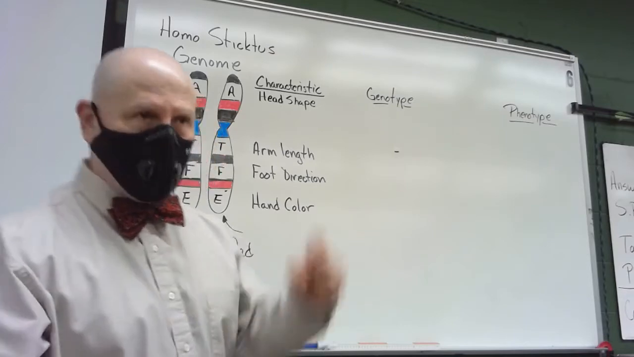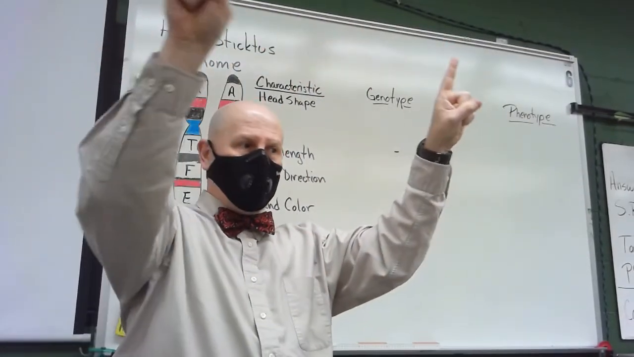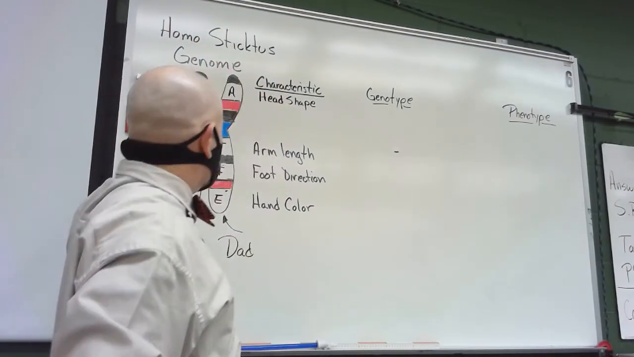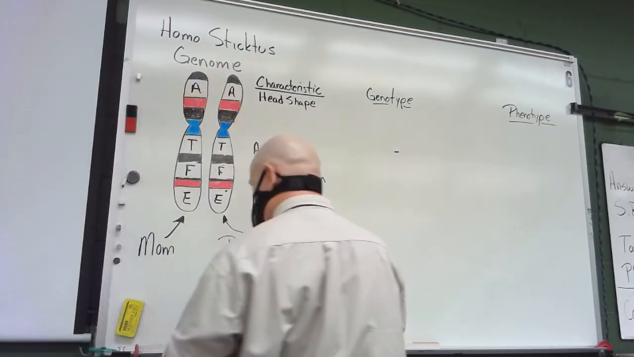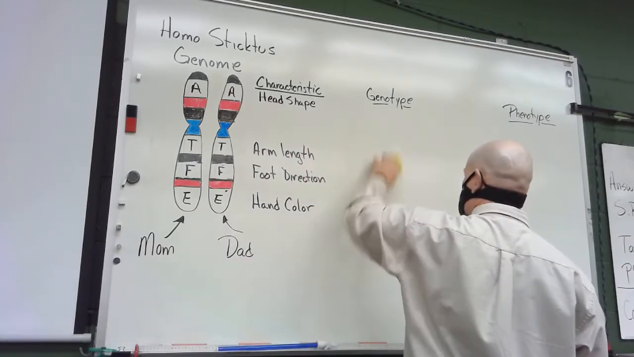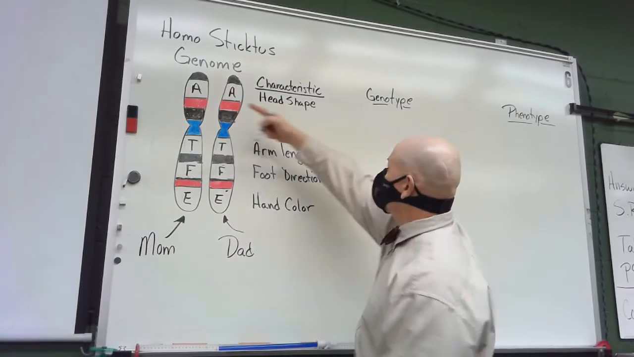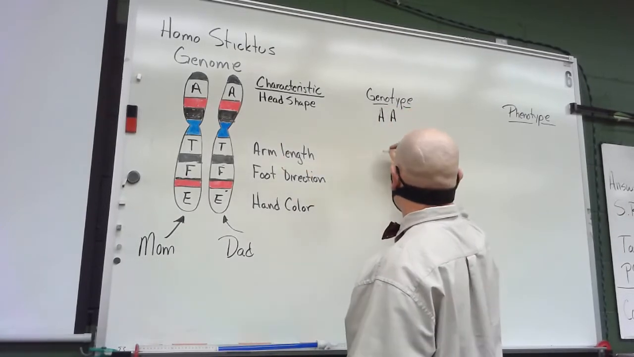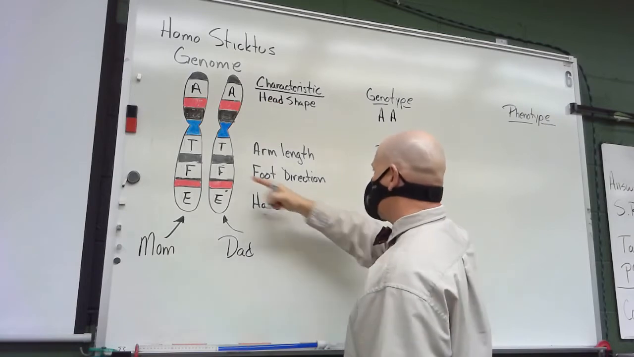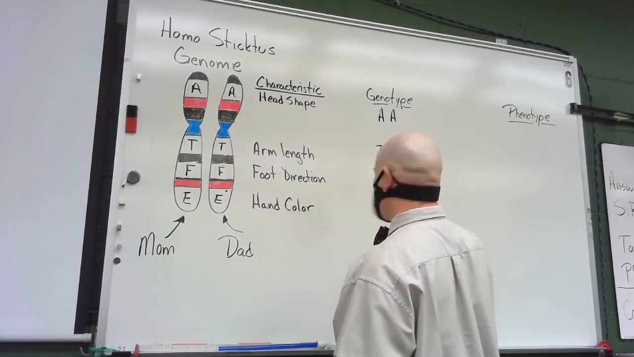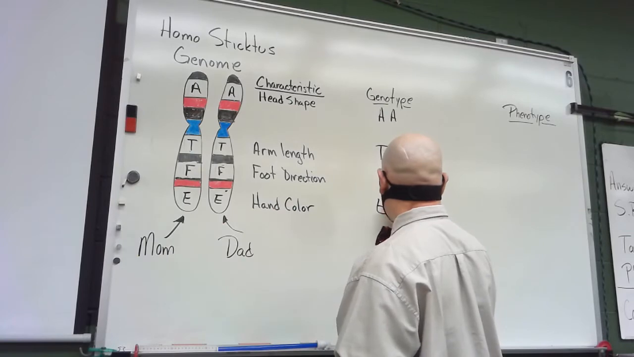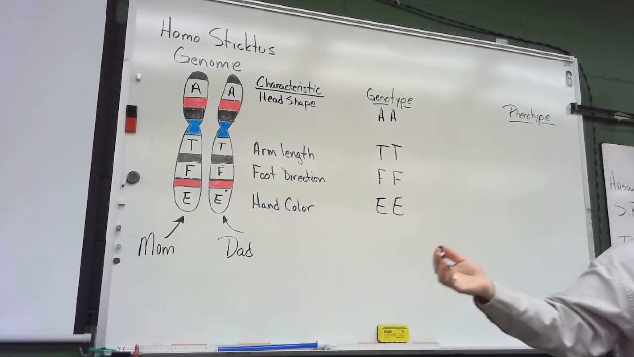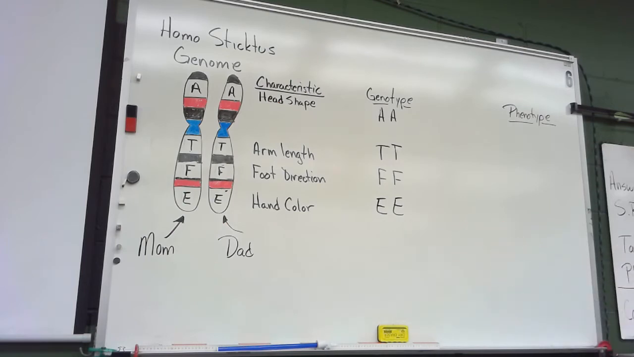Well, now we got one from mom, one from dad, come together to make a complete set. We take these alleles and we put them together to make the genotype. So here, big A, big A, T, T, F, F, E, E, all together just like that. Ta-da! We now have a complete set of instructions.